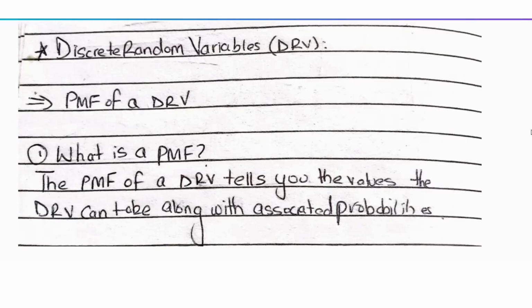The PMF of a discrete random variable tells you the values that the discrete random variable can take along with the associated probabilities. We know a discrete random variable either takes finite values or countably infinite values. Essentially, we can list all the values of the discrete random variable. So a list with all the values of the discrete random variable along with the associated probabilities of each value forms the PMF of a discrete random variable.